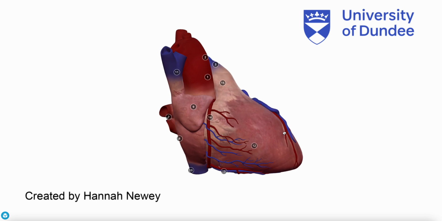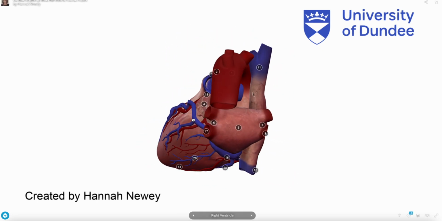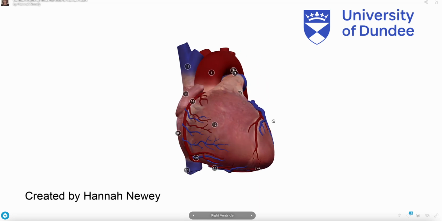So that's the heart in a nutshell. We just went through it, looked at some of the important structures. I hope you enjoyed it.